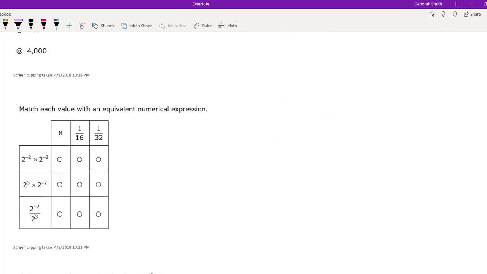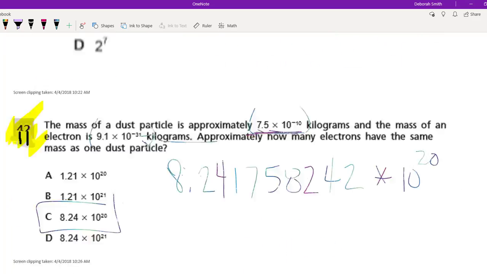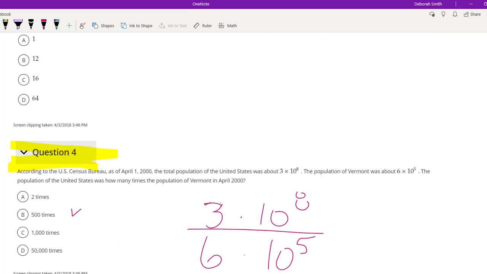And I think that's all I had picked out for scientific notation. I have other problems, but I think that's plenty for now. Hopefully this gives you a good enough understanding.